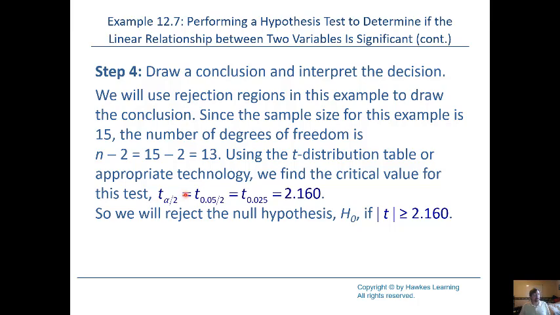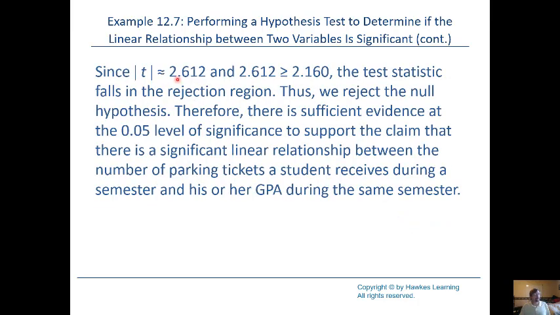If we look that up, we get 2.16 as the critical value. So we can reject the null hypothesis if the absolute value of our test statistic is greater than or equal to 2.16. We calculated 2.612. So it does fall into the rejection region, and we can reject the null hypothesis. So there's sufficient evidence to support a claim that there's a significant linear relationship between the number of parking tickets a student receives and the GPA during the same semester.